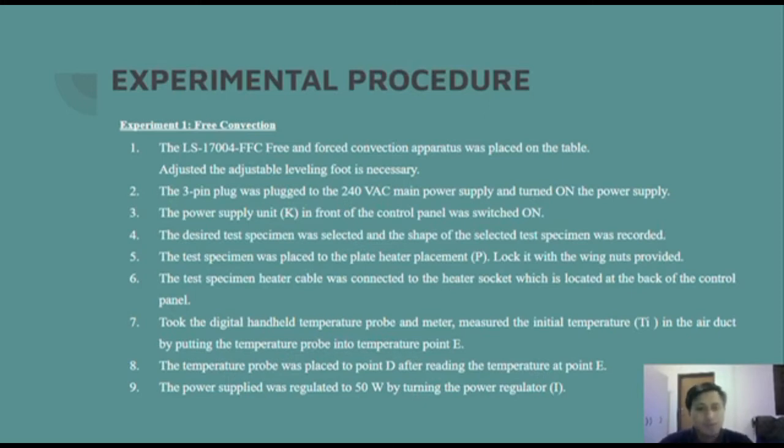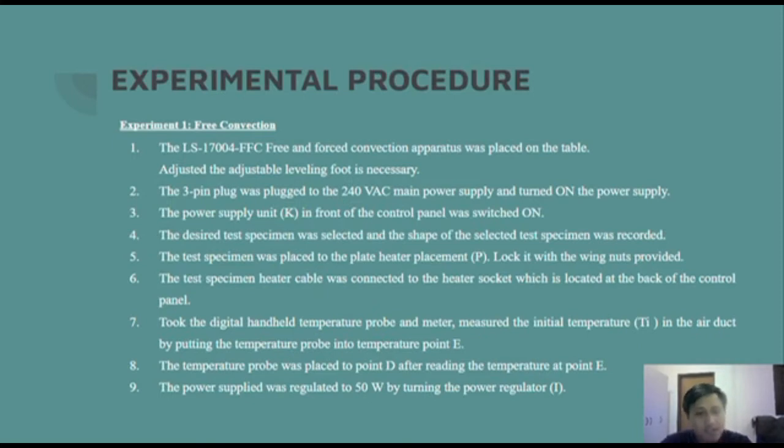Today I want to talk about the experimental procedure. For experiment 1, which is free convection, the LS 17004 FFC free and forced convection apparatus was placed on the table. Adjust the adjustable leveling foot if necessary. Second, the 3-pin plug was plugged to the 240 VAC main power supply and the power supply was turned on.